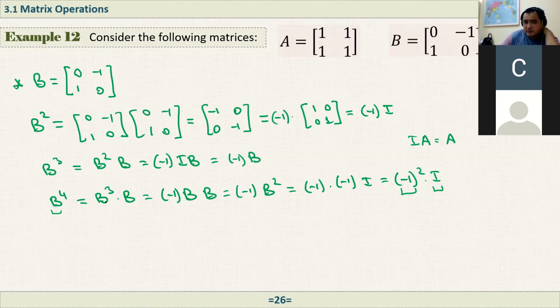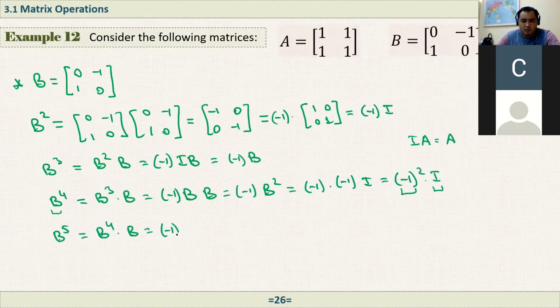So again, if you just continue here, let's do this one more time. B to the power of 5 is equal to b to the power of 4 times b. B to the power of 4 is negative 1 squared times I, and here we have b, which is equal to I to the power of 4. Negative 1 to the power of 2, and here we have b.